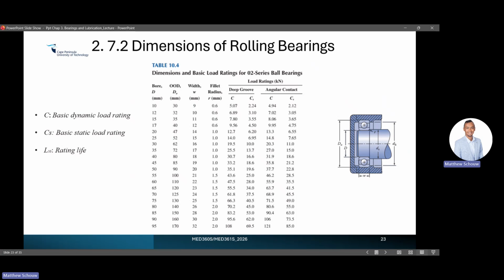when you get a catalog, it'll essentially look like this over here, where you have the bore diameter, outside diameter, width, fillet radius, and then these important parameters over here. So in this case, we're dealing with a 02 series ball bearing, and we've got the load ratings here. So your C would stand for your dynamic load rating, and C0 would be your static load rating. There's also something called the life rating, which we actually compute based on these values.